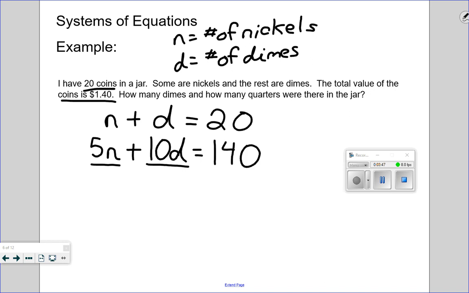Since I didn't use decimals for my 5 and my 10, I'm using 5 cents. I'm keeping everything in cents right here. You have to keep it in the same value. You could keep it in dollars, in which case you'd have $1.40, but your nickels would have to be 0.05 and your dimes would have to be 0.10. So you have to choose. You're either in cents or you're in dollars for everything. Okay, so I'm in cents. Now I need to figure out how to solve. I have two equations and two variables to solve for.